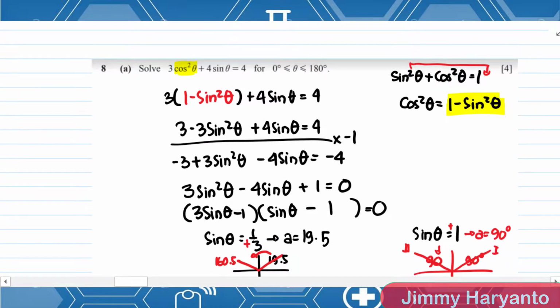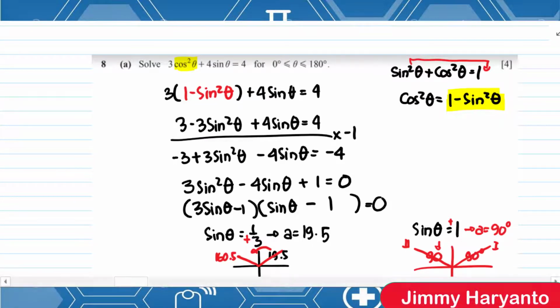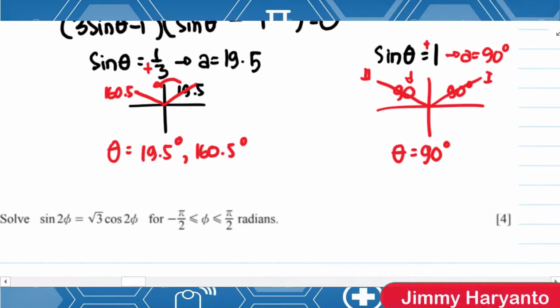And then the question limits the theta from 0 to 180. So this one is accepted, this one also accepted, then this one also accepted. No more values of theta, only these.